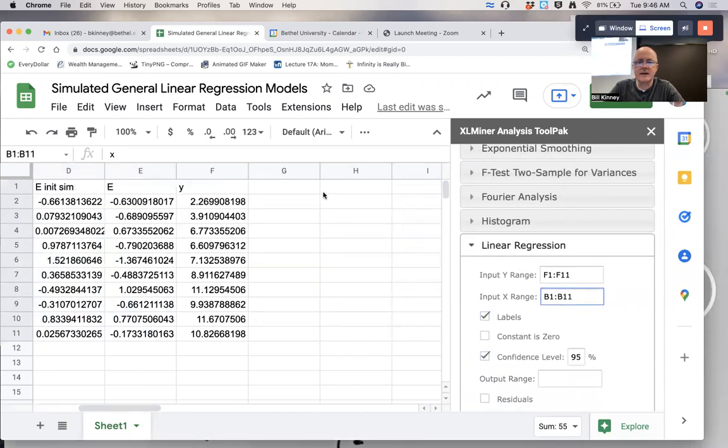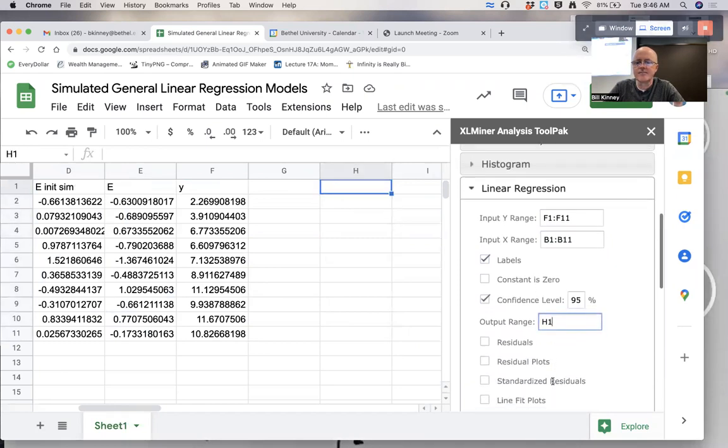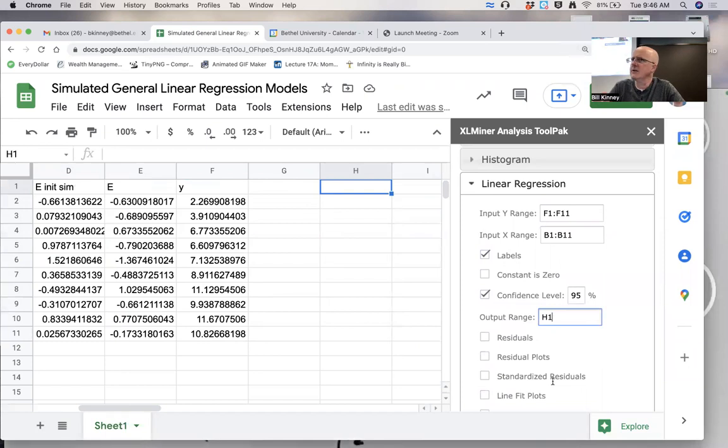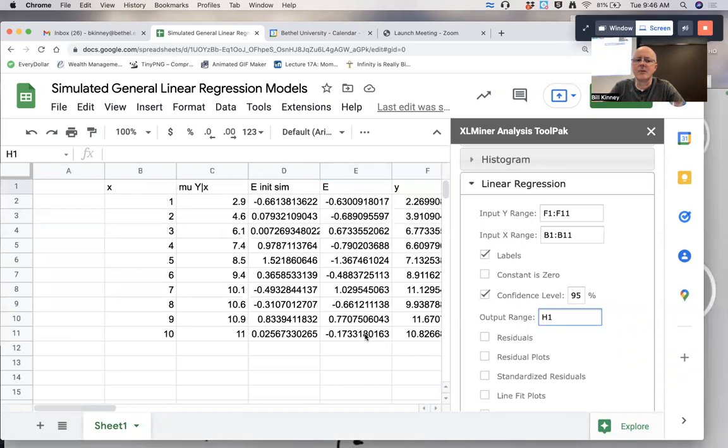Let's put the output, say, starting up here. Not going to do residuals and residual plots. And I'm realizing I'm making a mistake here. This will try to do a linear regression. Okay, let's get out of this.